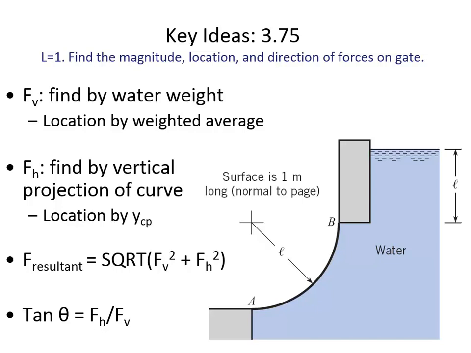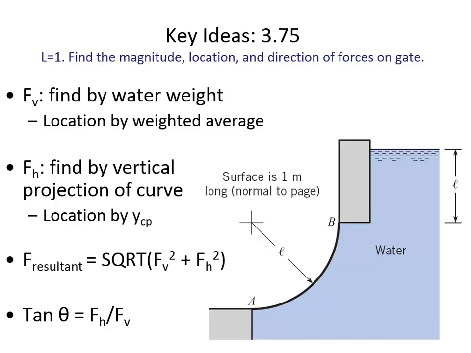Here is the surface that we're trying to find the forces on. The hydrostatic forces, the water's pushing on the gate here. The pressure is lower at the bottom of the gate than it is at the top. But if you find the weight of the water that would be above the gate, that will allow you to calculate the vertical force. And of course, the location of the vertical force, you're going to have to find a weighted average. And we've done that in two separate classes. What we've done is we've broken it up into pieces. If you look at the element here, it's going to be a quarter circle. And then above that will be a rectangle.